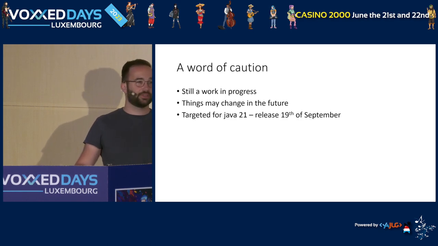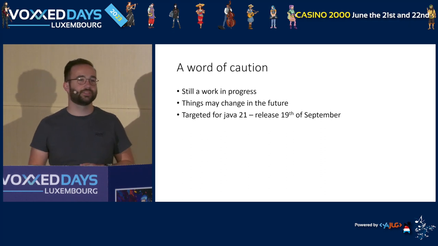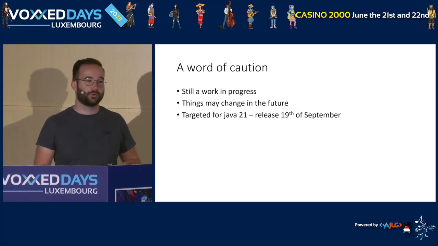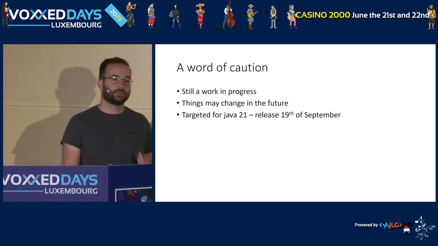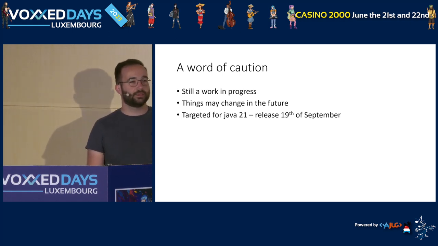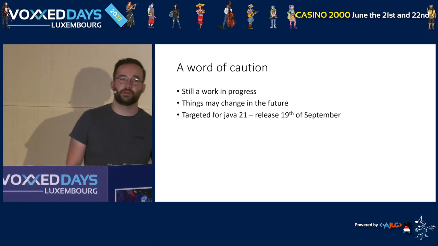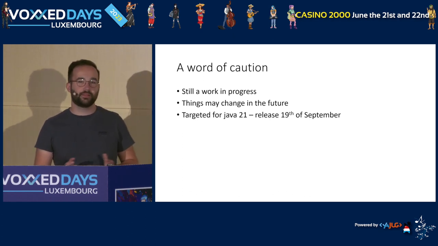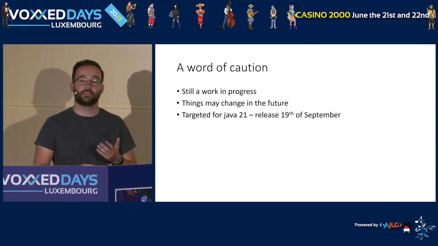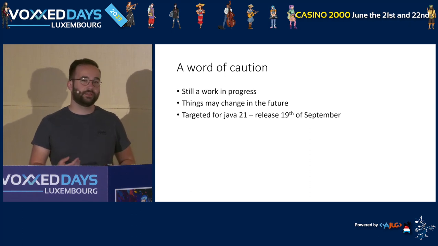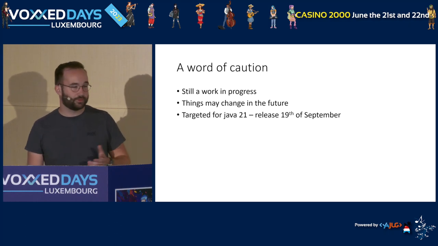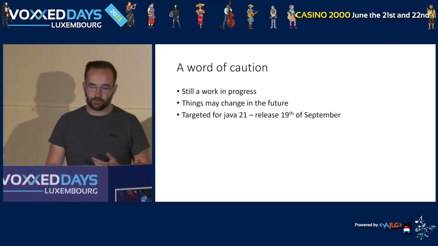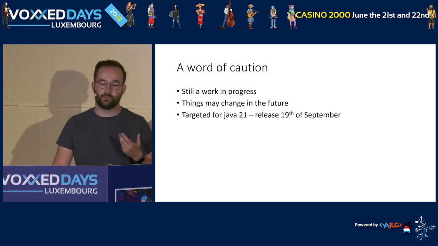A word of caution before we start: some things might still change. The virtual threads are pretty much stable. They're going to be mainstream with Java 21 in September, but the structured concurrency part is still very much in development. So some method names, some return types might still change, but the ideas behind them will be the same. It will look a little bit different, but like I said, the idea will be the same.